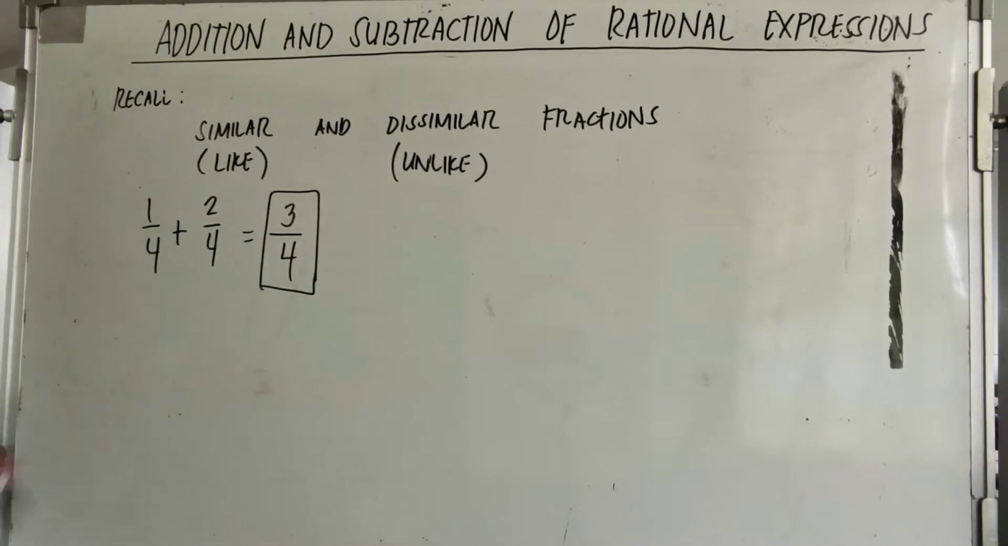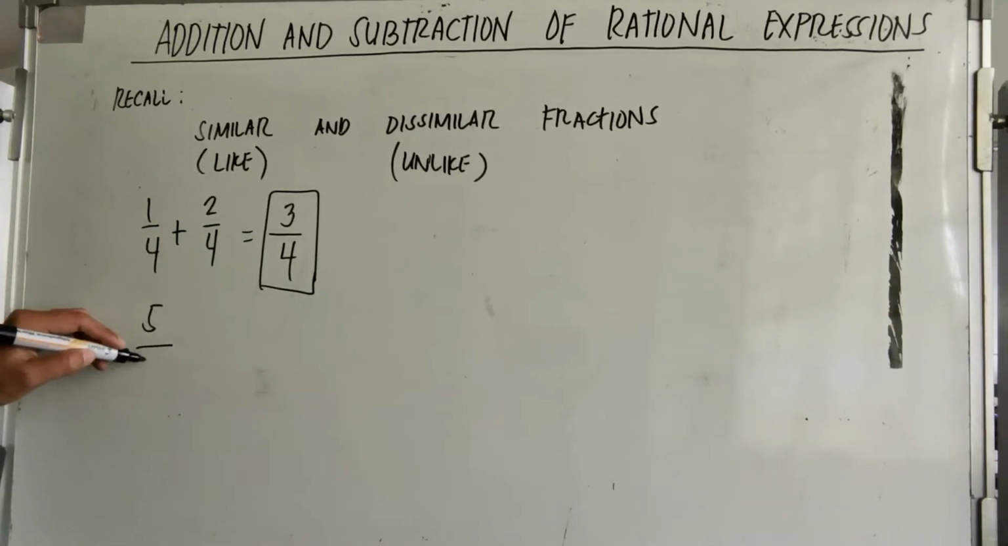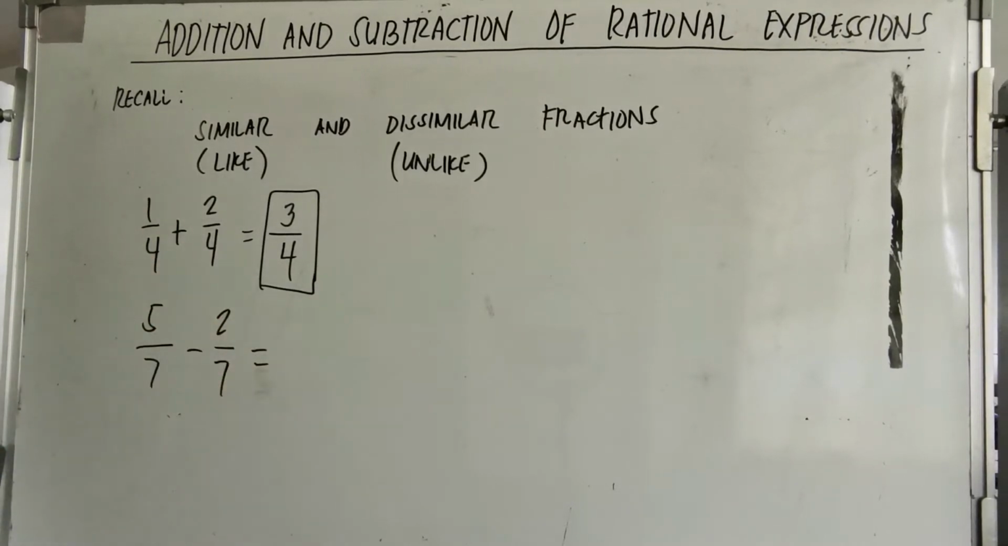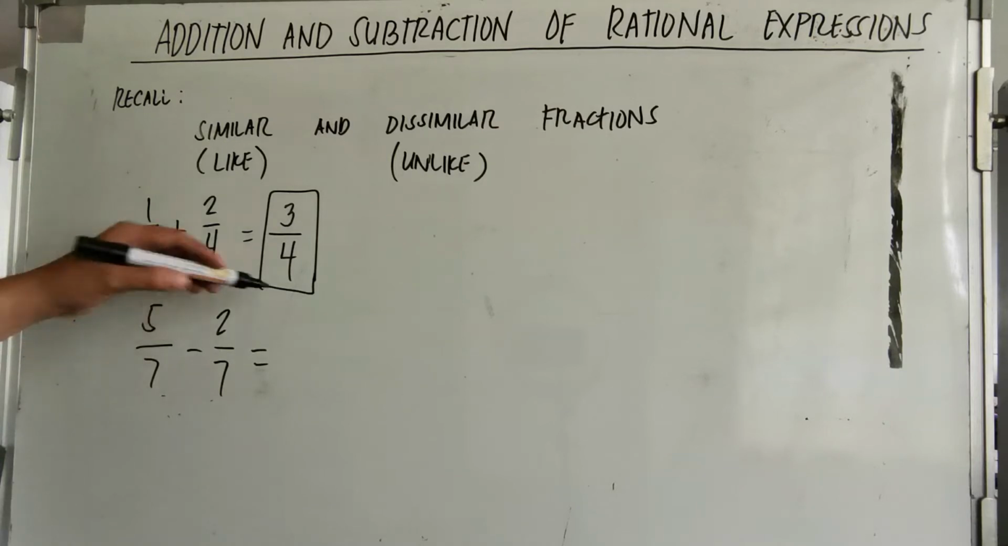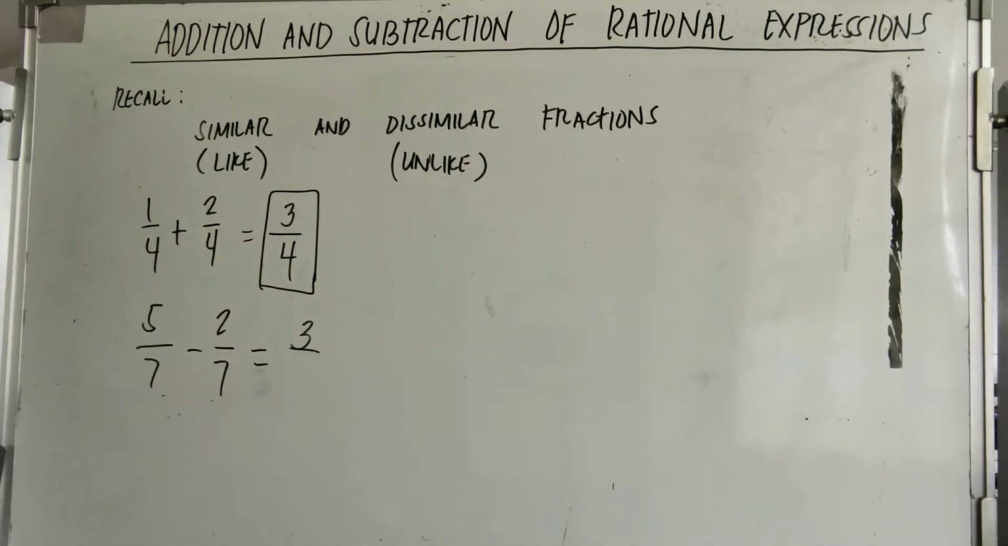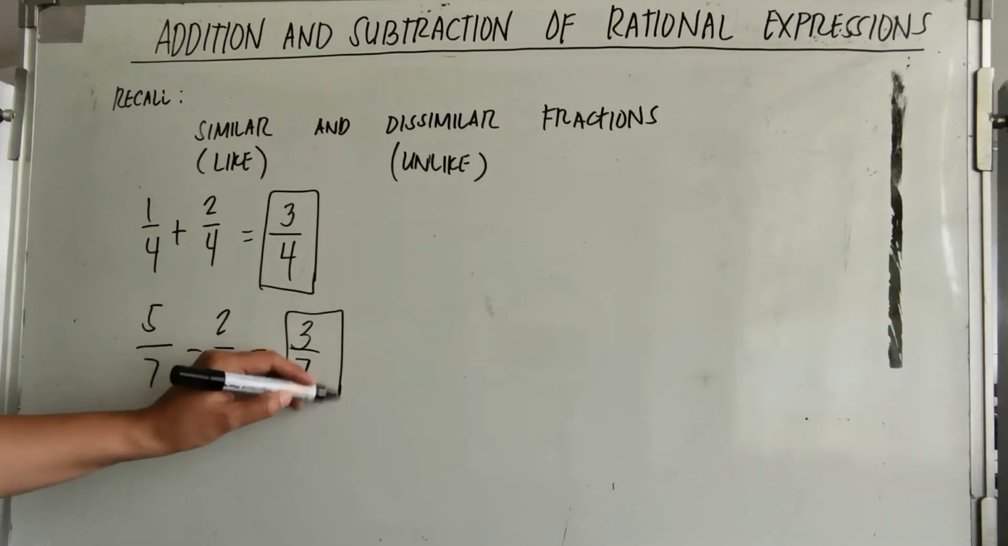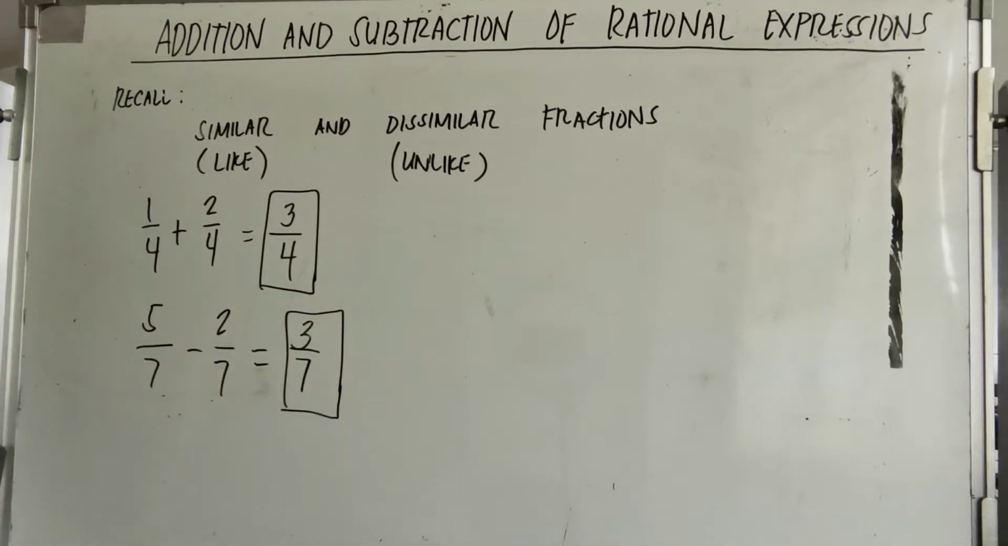The same with subtraction. Kung meron tayong 5/7 minus 2/7, so similar fraction yan kasi same ang ating denominator. So, diretso na tayo sa subtracting the numerator. So, we have 5 minus 2, we have 3. Then, copy the denominator, we have 7. So, meron na kaagad tayong sagot.